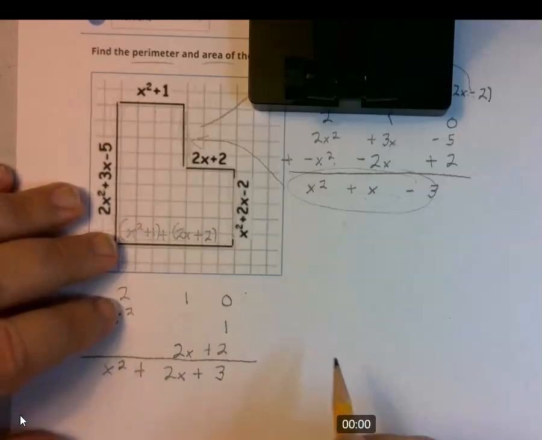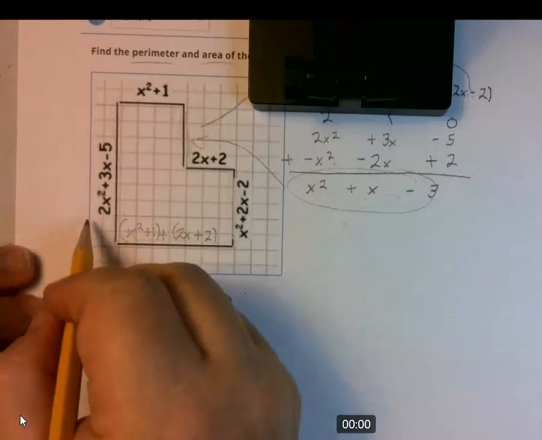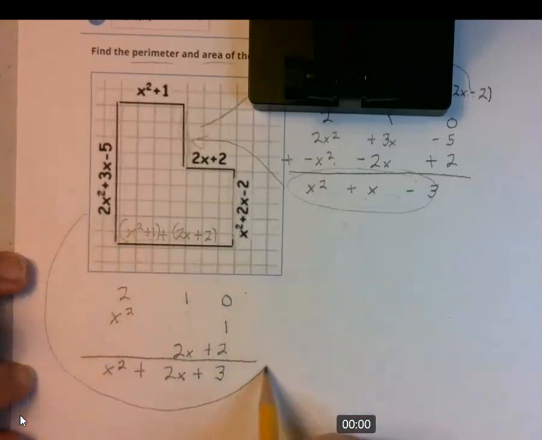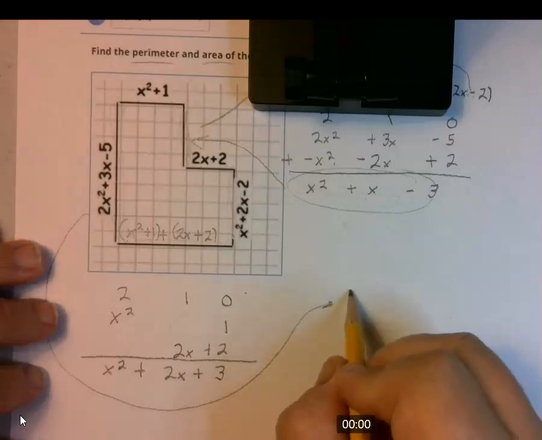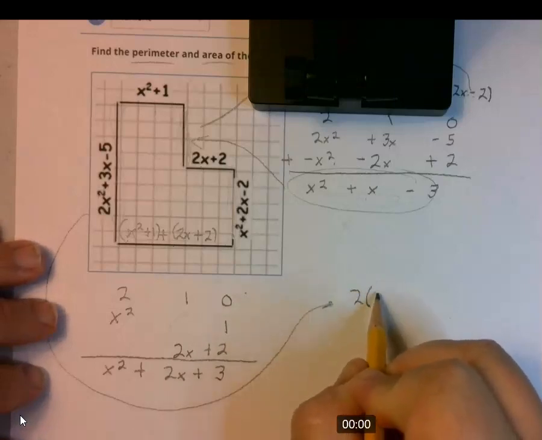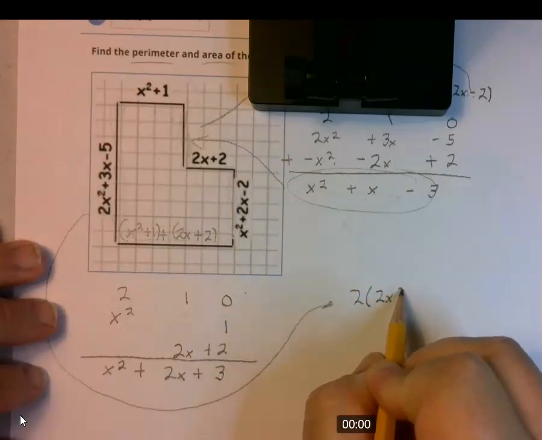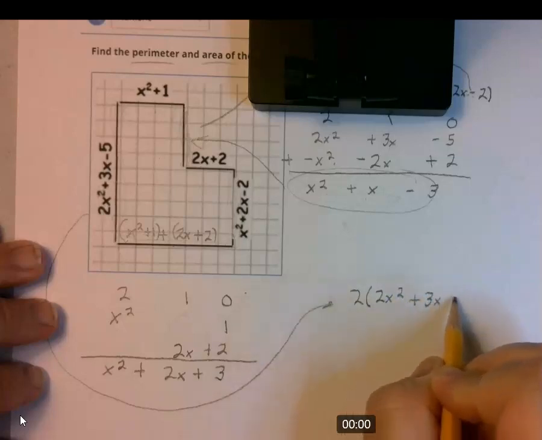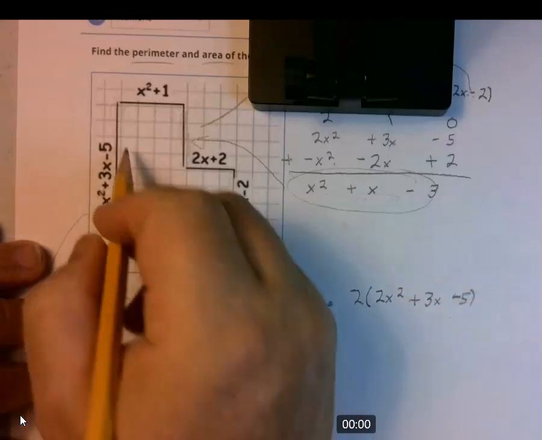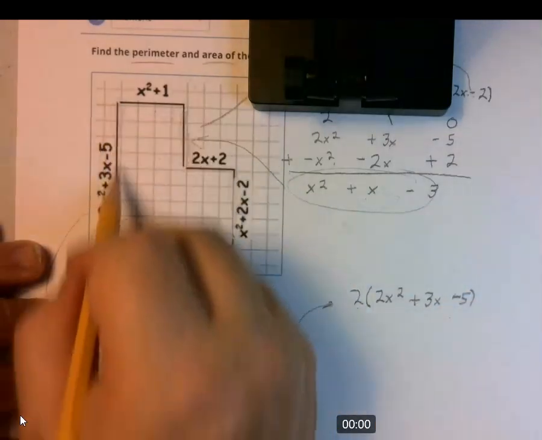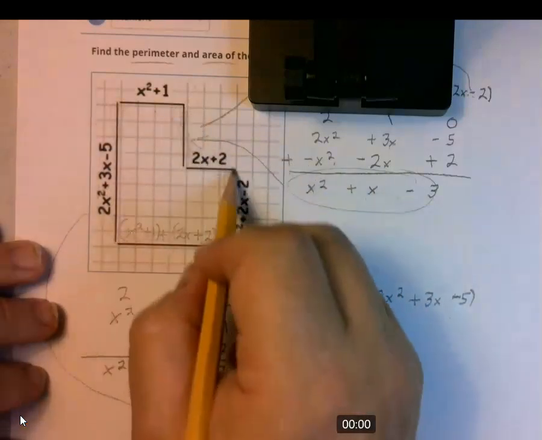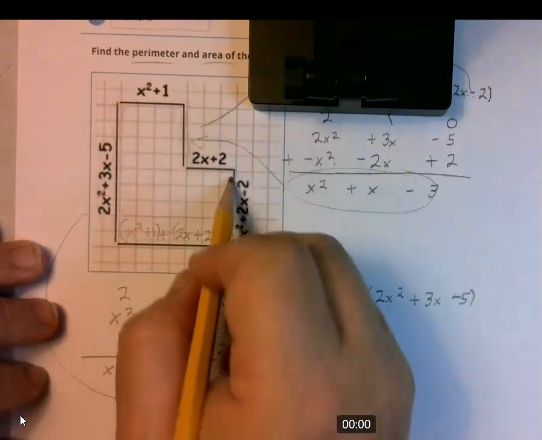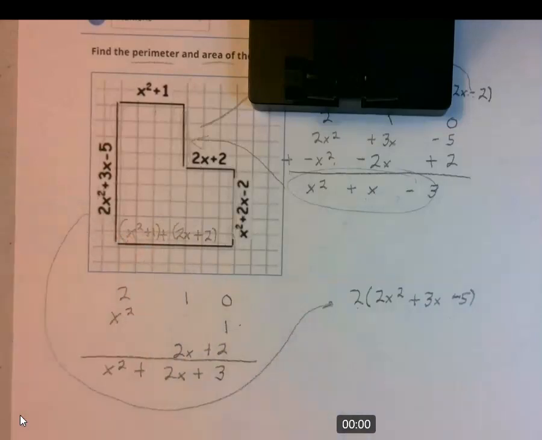So here we go. We're going to solve the perimeter. So first of all, I'm going to draw arrows so you see. I hope there's not too many arrows here. So it's 2 times 2x squared plus 3x minus 5. Again, why is it 2? Because you're going to use this number for this side, and you're going to use it another time for these two put together for this side. So that's 2 times that. All right?